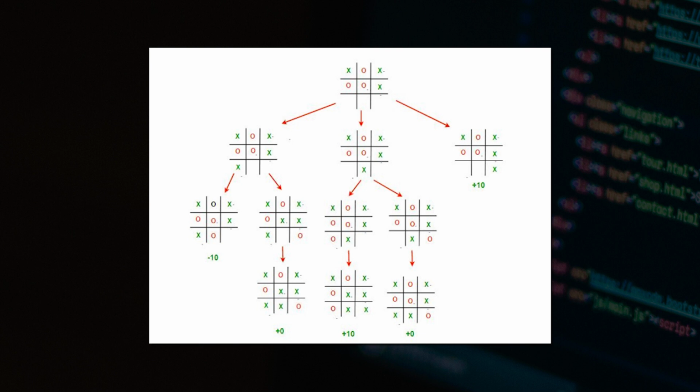So we have two options. So we have cross 0 cross, 0 0 cross, then 0 cross. Then we have another option, that is cross 0 cross, 0 cross cross, and 0 cross cross. So we have plus 10 value. And the other way is we have cross 0 cross, 0 0 cross, then cross 0.